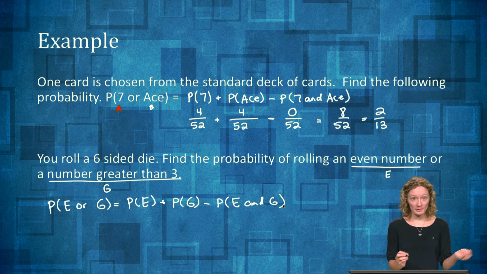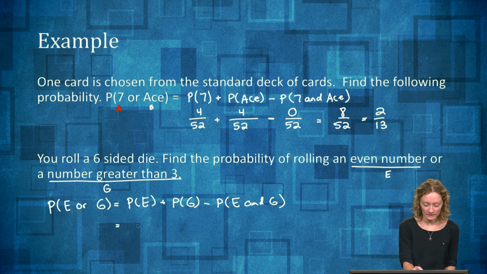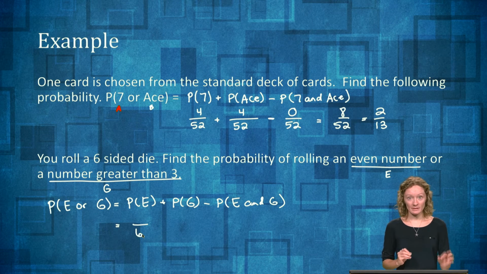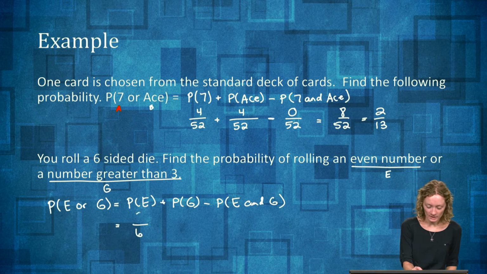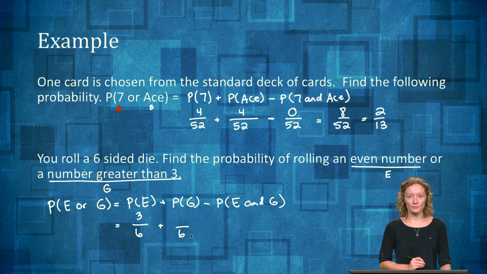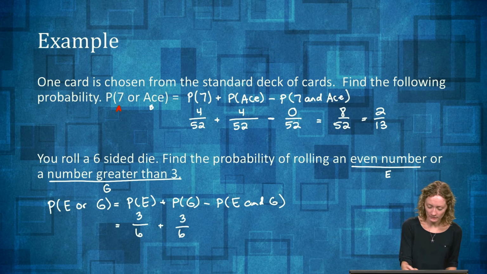Okay, so what's the probability on your one roll that it's even? There are 6 options. Of those 6, how many meet the criteria of being even? 3 of them, 2, 4, 6. How many of them are greater than 3? Still out of 6. Greater than 3 could be 4, 5, 6. So again, we have 3.